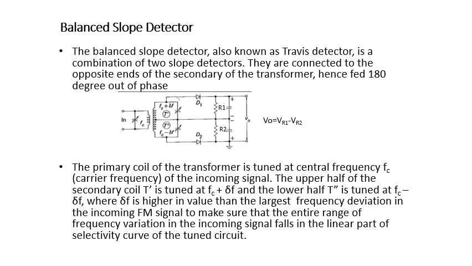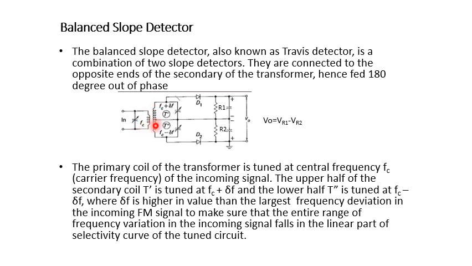Balanced slope detector is a combination of two slope detectors. These two slope detectors are connected to the opposite ends of the secondary of the transformer. As we can see in the figure, this is the primary coil, and this primary coil has a tuned circuit. It is forming a tuned circuit which is tuned at the central frequency, that is Fc.